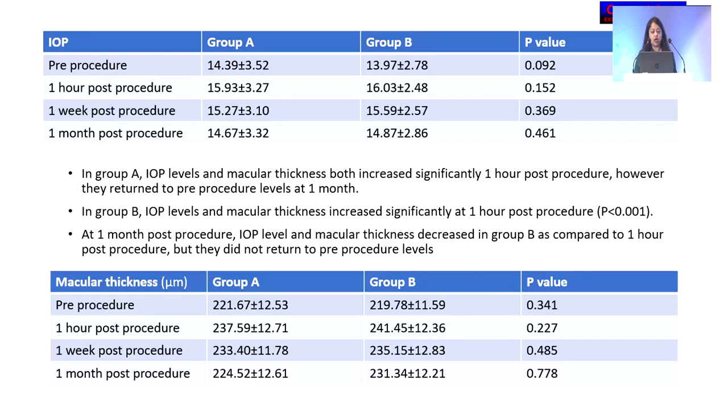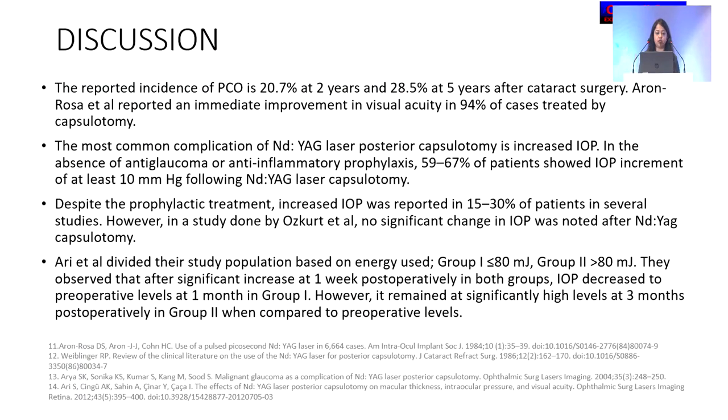However, at 1 month, the IOP returned to pre-operative levels in group A, but it did not return to preoperative levels in group B. There was a significant difference. And the same goes for central macular thickness. It increased, but in group A, it decreased to preoperative levels at 1 month, and it did not decrease to preoperative levels in group B. There was a significant difference.